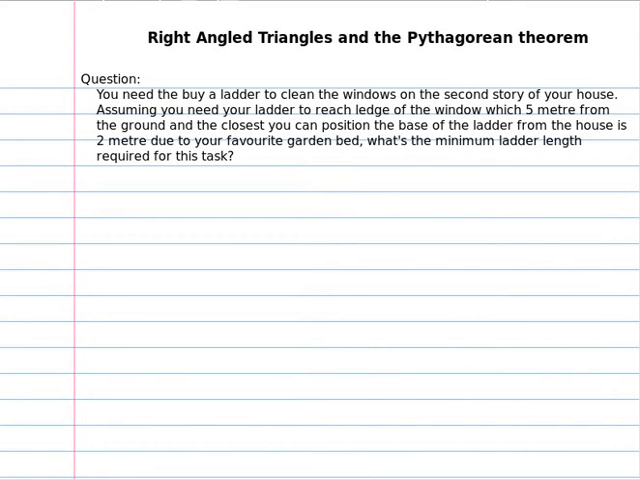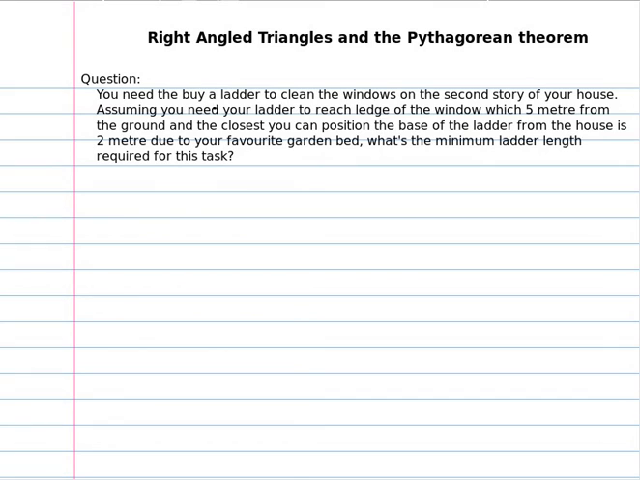Okay, let's look at some Pythagorean theorem in action. So I've got a question here. The question is, you need to buy a ladder to clean the windows of a second story of your house. Assuming you need the ladder to reach the ledge of the window, which is 5 meters from the ground, and the closest you can position the base of the ladder from the house is 2 meters due to your favorite garden bed, what is the minimum ladder length required for this task?